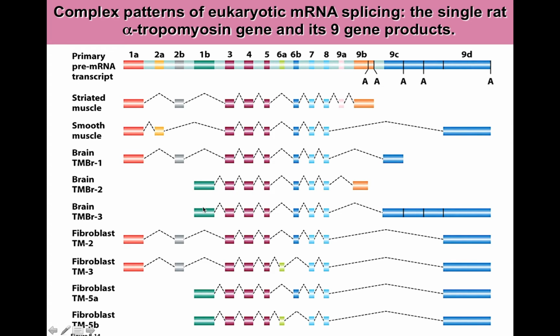A very different protein is found in the brain. Instead, it has exon 1B, 3, 4, and 5, 6B, 7, and 8, skips the 9A and 9B and just has 9C and D at the end. So we have two very different versions of alpha tropomyosin in striated muscle and brain tissue produced from the same gene by skipping over exons or alternatively splicing the exons together.